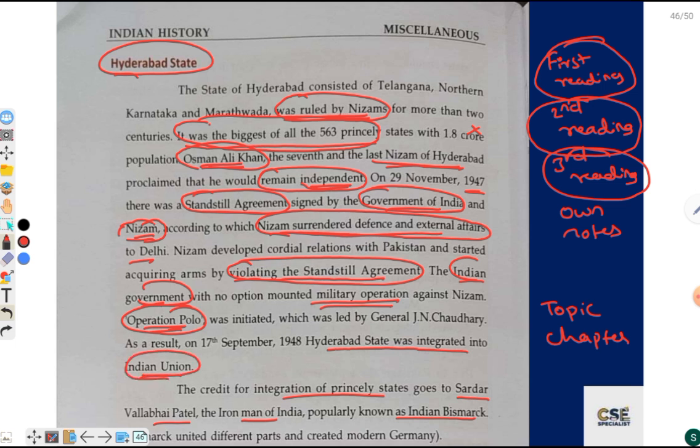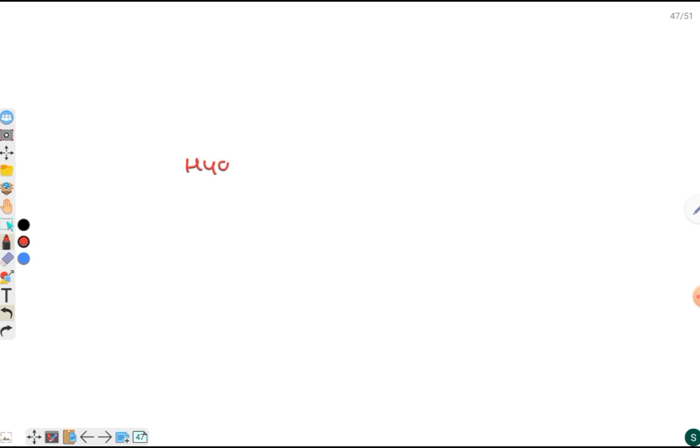And the credit for integration of princely states goes to Sardar Vallabhbhai Patel, who is also called Iron Man of India and Indian Bismarck. So this is what in the third reading we have to make notes of. And lastly, the keyword notes: you have to take one A4 sheet and just write Hyderabad state.